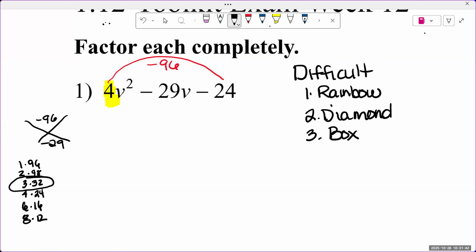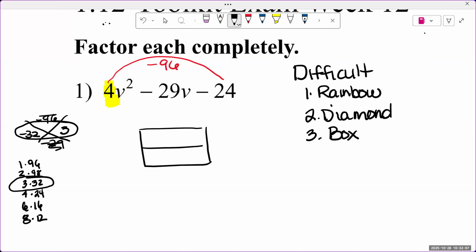So let's see, will this work? If I do negative 32 and positive 3, when I multiply, I will get negative 96, and when I add, I will get negative 29. So here are our numbers, and we are done with those. Okay, rainbow, diamond. The next step is make a box.